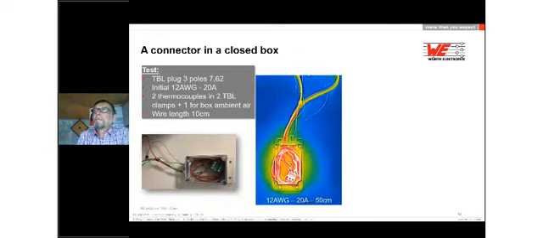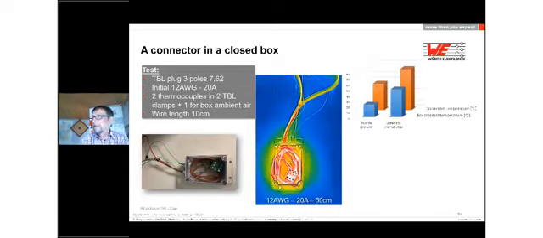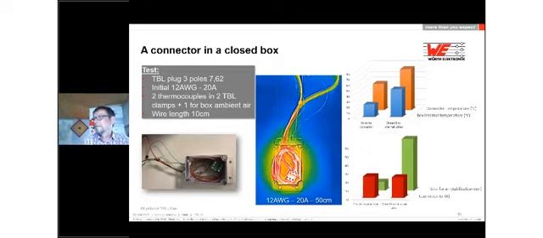What about when we put a connector in a closed box? We just made a test with a closed box too. And here you can see the box internal temperature in blue and the connector temperature in brown with outside connector and the closed box. And you see the connector temperature is much higher and also the box internal temperature is higher. But there is another thing which is worse. The time for the stabilization takes very long.